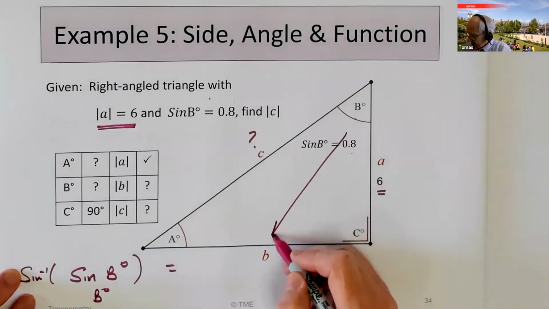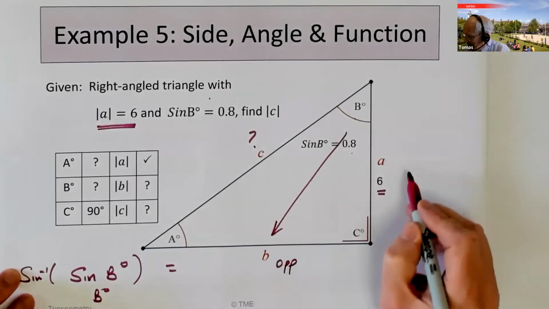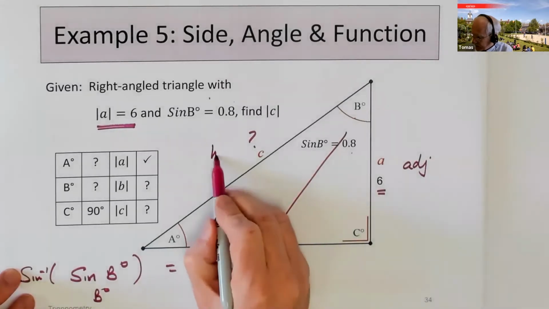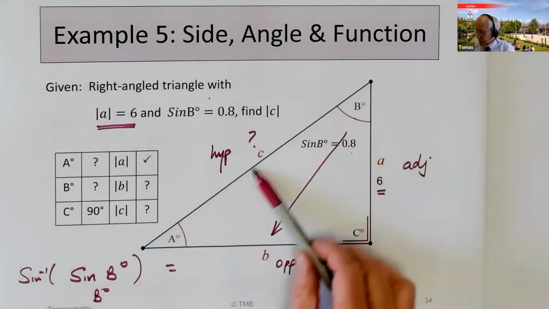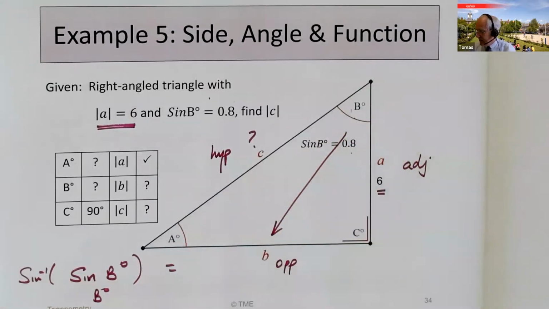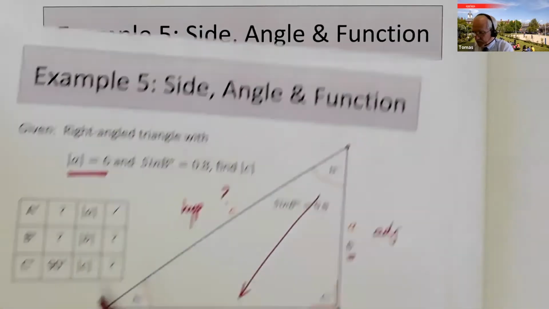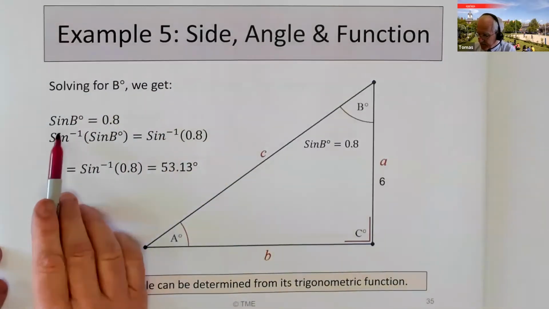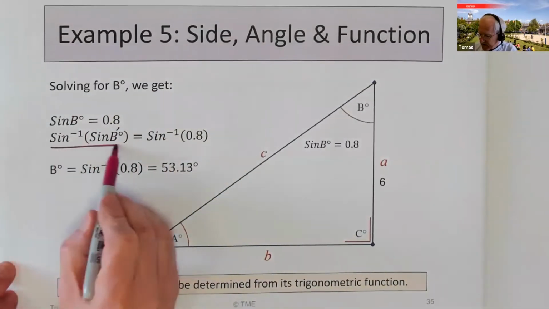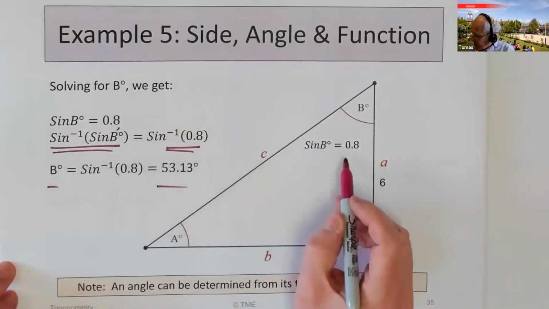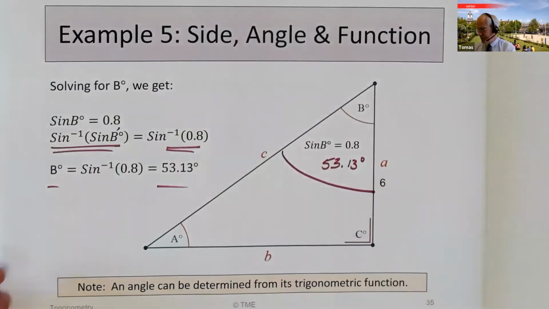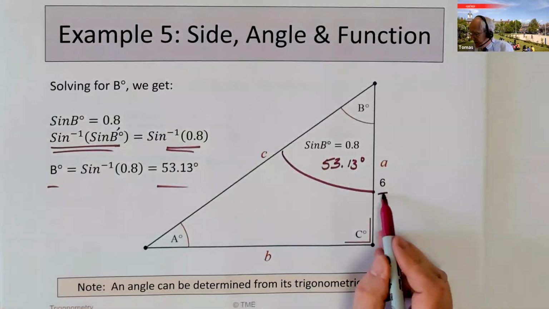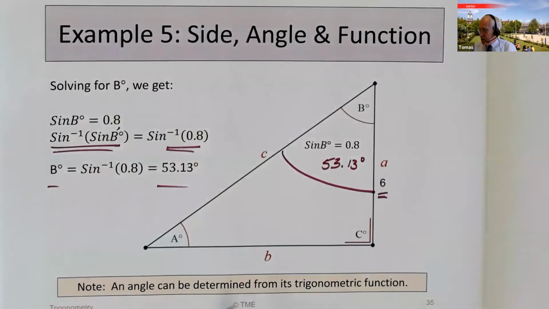But if that's the angle B, let's call that opposite. And let's call that adjacent, and let's call that hypotenuse. We are interested in finding this hypotenuse from this angle here. So let's see if we can find the angle B first. Solving for B, if sine B is 0.8, if I take the inverse sine of it, I get B is 53.13. So I now know the angle. I know that this is 6. I'm interested in the hypotenuse.